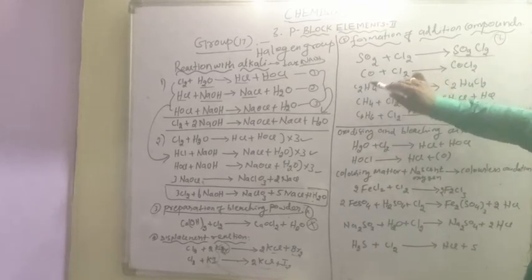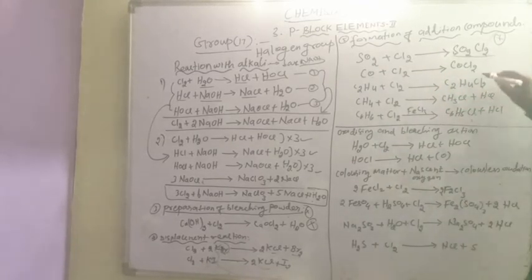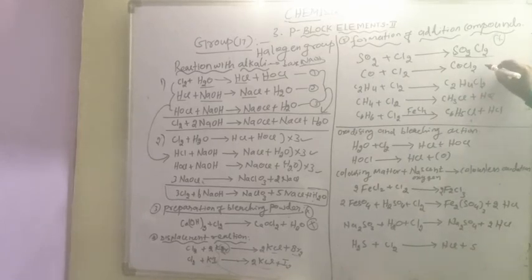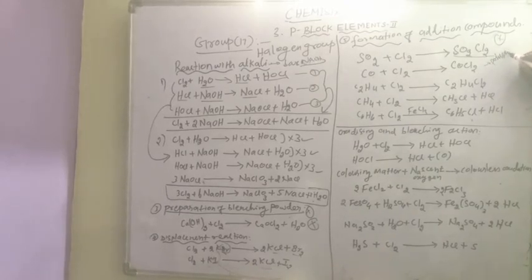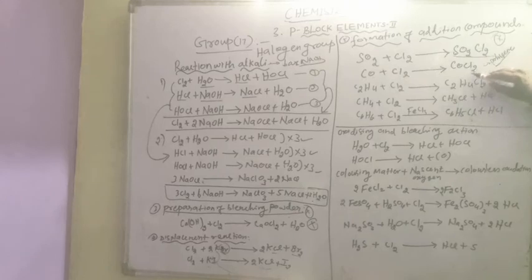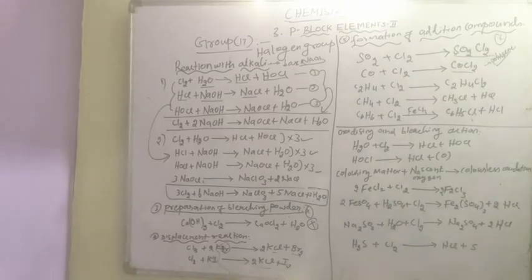Chlorine reacts with carbon monoxide, CO, to form carbonyl chloride, also called phosgene. It is a poisonous gas, and it is important to remember that. It is a poisonous gas.